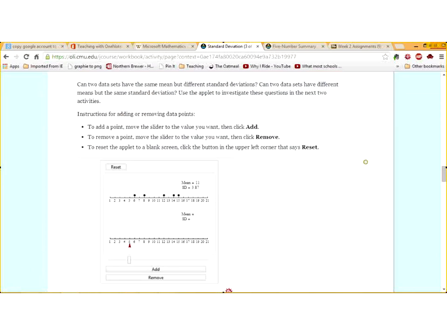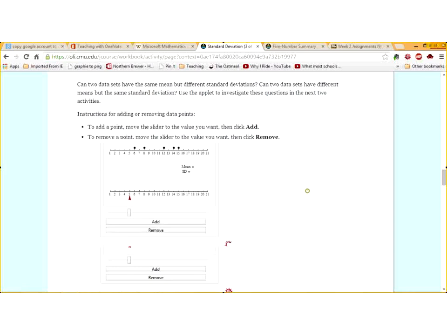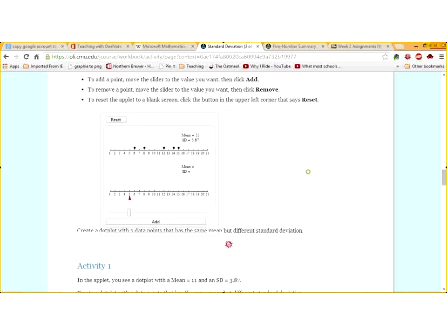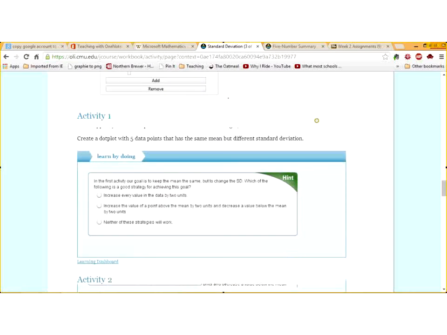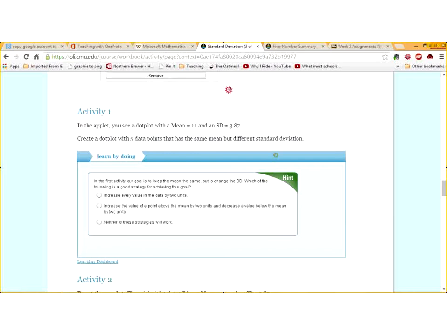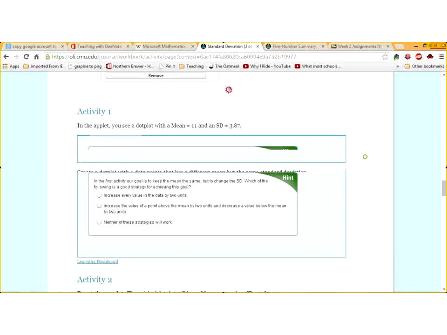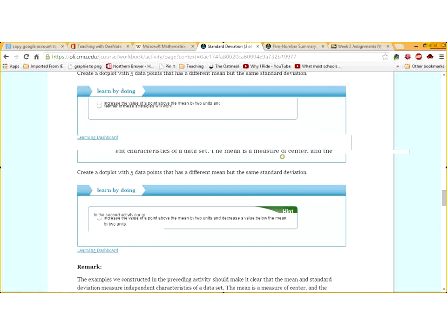Can two data sets have the same mean but different standard deviations? Sure. They can be centered at the same place but have different amounts of variability. They can have different means but the same standard deviation. They can, and this applet helps you follow that. I'll minimize the picture again so we can see the applet. So it gives you some activities to work with that applet.